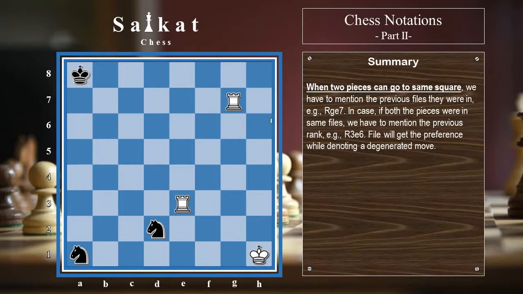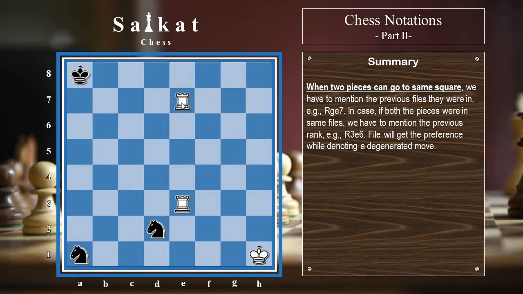Now suppose white gives a move like this. What should we call this move? Rook to e7? No. Why? Because at this point both the rooks can go to the e7 square. So in that case we have to mention the previous file where the rooks were in. So in this case the move will be denoted by rook g to e7, Rge7. You have to mention the file. Remember, file will get the preference.